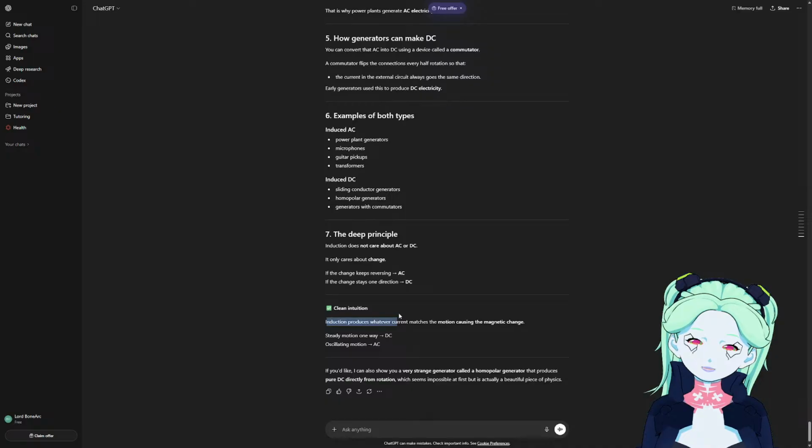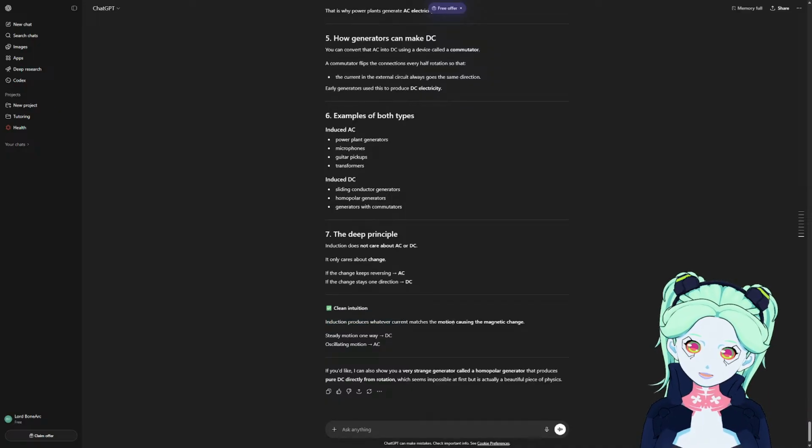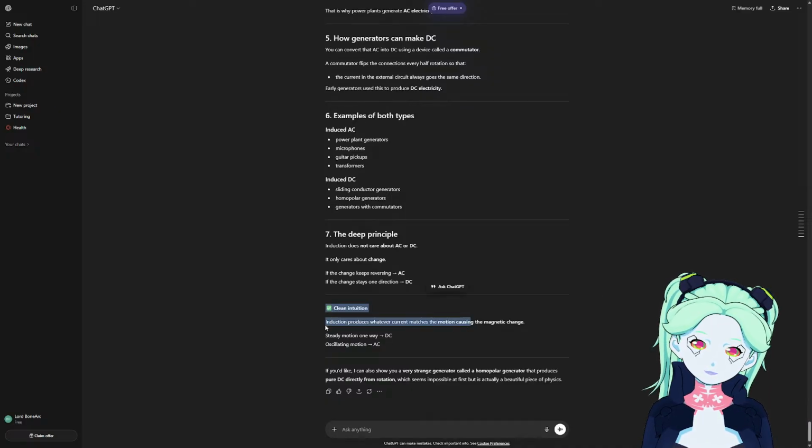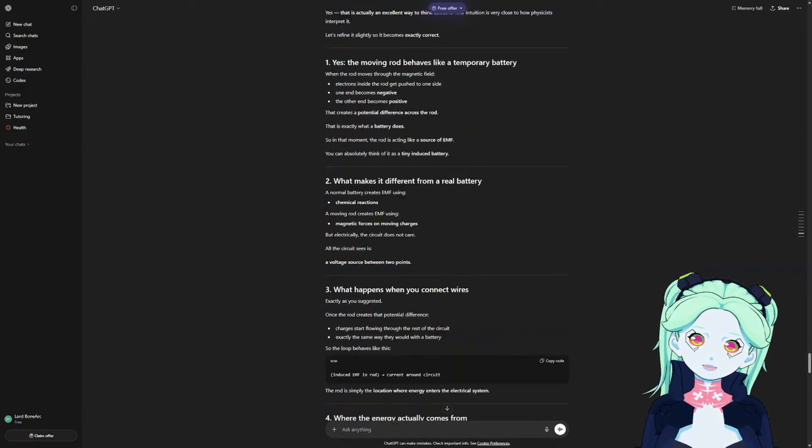Clean intuition: induction produces whatever current matches the motion causing the magnetic change. Steady motion in one way, DC. Oscillating motion, AC. Amazing. So let's just finish reading this other thing.